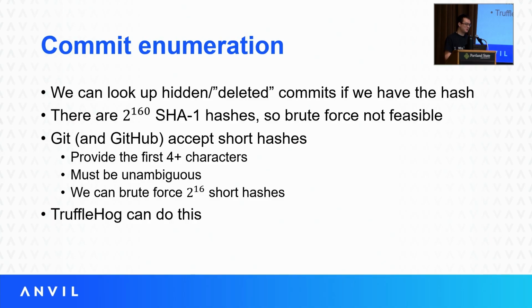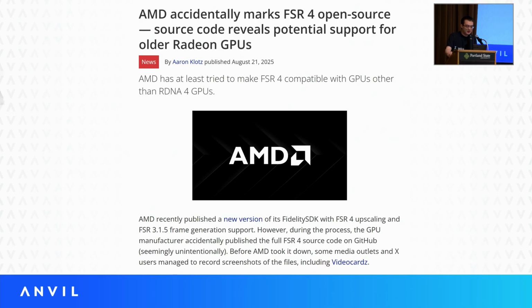And you can indeed brute force 4 alphanumeric characters. It's not that bad. And the secret scanner tool, TruffleHog, has a built-in mode to do this. But to try this out, we need an example. So if you work for AMD, please don't hurt me. Back in August, they accidentally committed some confidential source code to one of their open source repos.